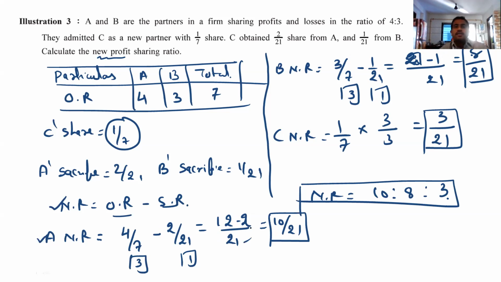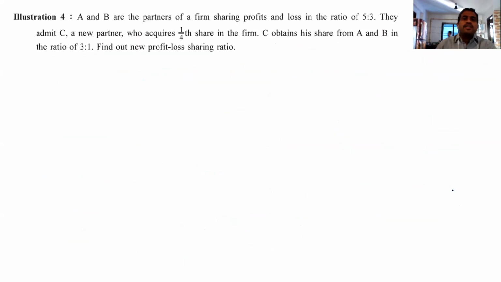We have done the same in the gaining ratio and sacrifice. Here also 3 by 7 minus 1 by 21. So 3 3s are 9 minus 1 upon 21, 8 by 21. And the new ratio of C, 1 by 7 into 3 by 3, 3 by 21. So new ratio comes to 10 is to 8 is to 3. Clear? So it becomes very easy for us to learn this. So let's see the fourth question, how to do this one.